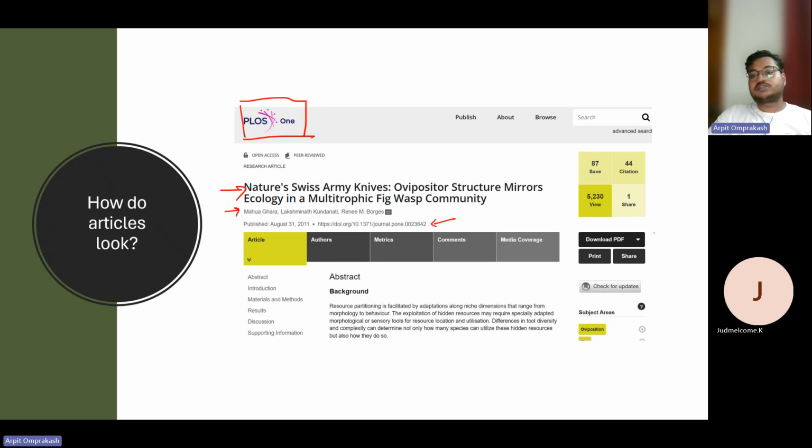Then we have other options such as downloading the article and printing it. We can look at how many people have cited this article, how many people have viewed and shared it, and when it was published. Then we see that it's an open access article, so it's available to everyone. We see that it is peer reviewed, so it has gone through the peer review process, and it is a research article, not a review article. There's other information, and then there's the article, which we'll come to.